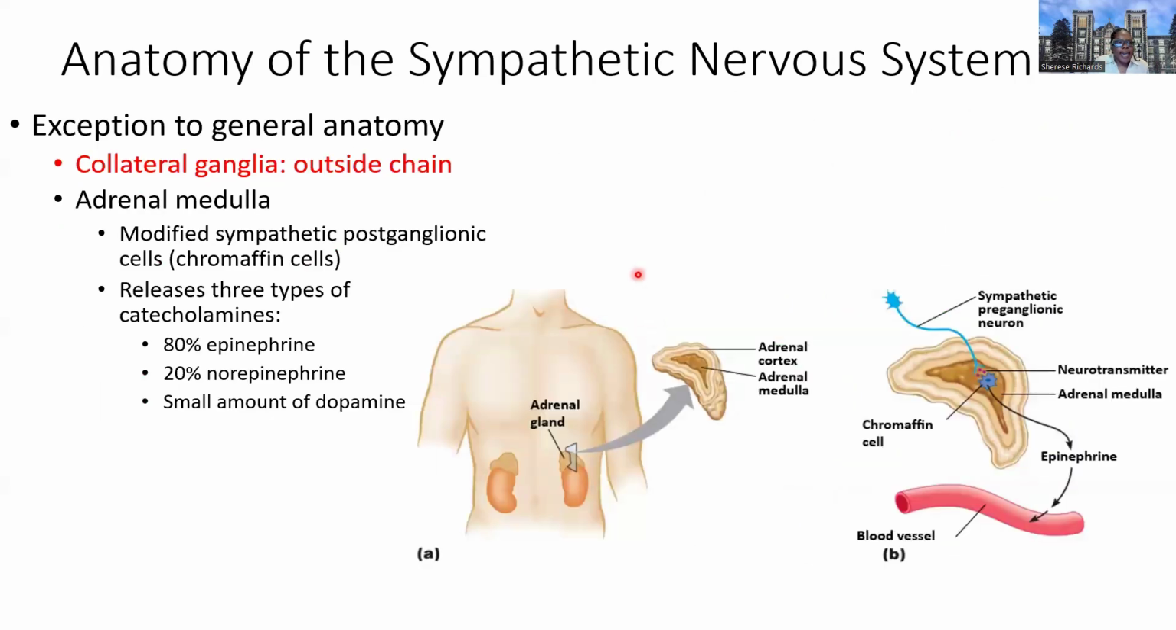Okay. Now let's talk about the other two routes. So one route is to the sympathetic chain. You have a neuron arising in the thoracolumbar segment, synapses at the sympathetic chain, and then out to the effector organs. The other two options where this preganglionic neuron can synapse is one, a collateral ganglia. So this is a ganglia that's not a part of the sympathetic chain. And then two is the adrenal medulla.